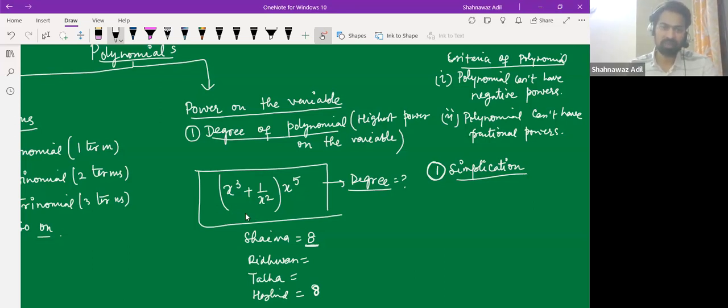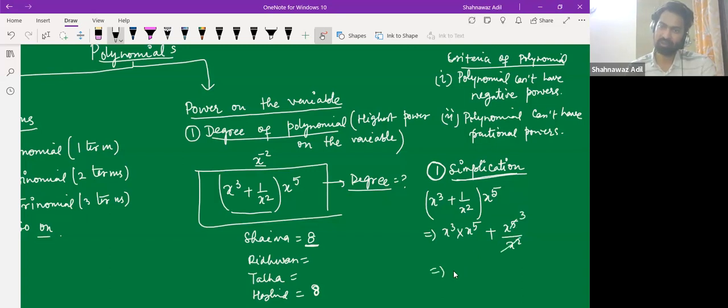At first glance, it looks like a negative power. This term looks like x to the power minus 2, so we could say that this is not a polynomial. But we have not simplified this. When we simplify, this is x cubed plus 1 by x square, and then xy. So this becomes x cubed and x5, and then x5 divided by x square. So this is x8 plus x cubed.